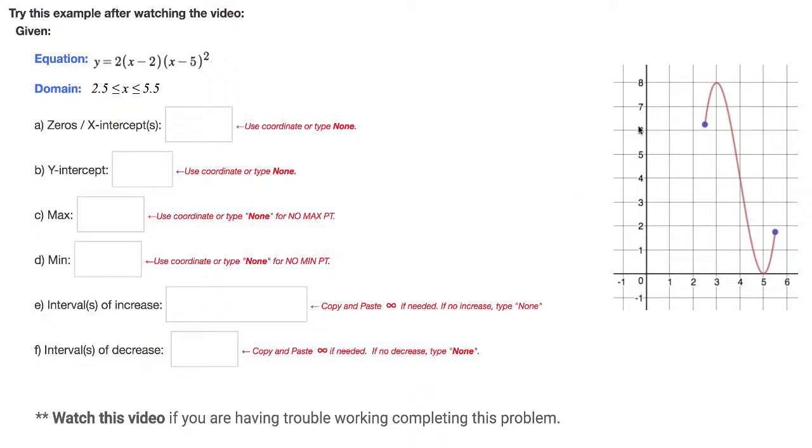The y-intercept, you'll see this graph does not touch the y-axis. It does on your calculator screen, but not on here. So therefore you would say that this has no y-intercept, or type in the word none that you see right here.